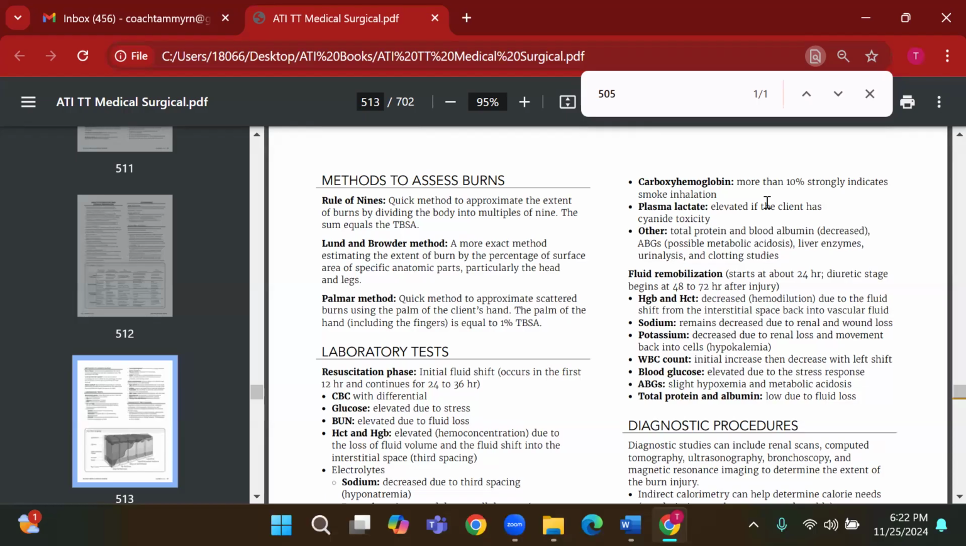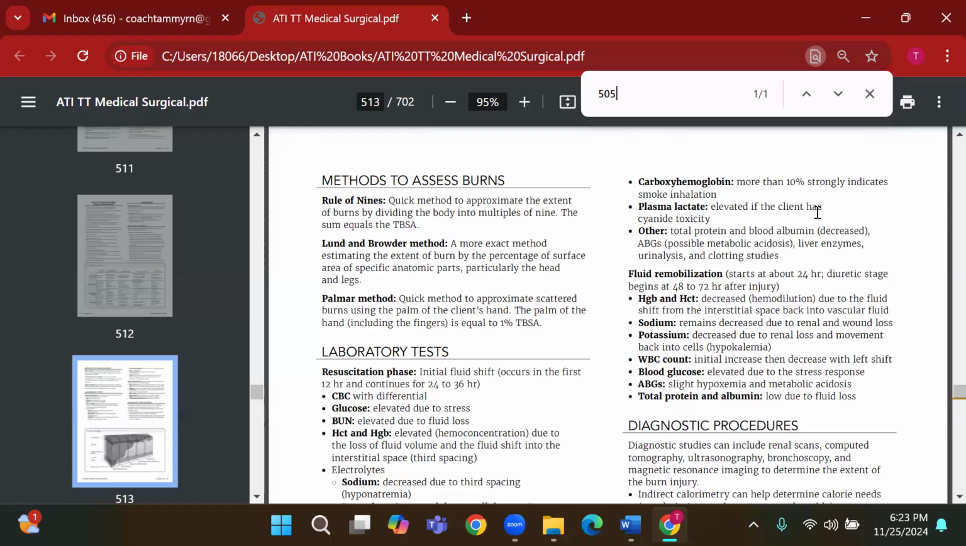So they would have to have a blood test to determine how much carbon is in their blood, and it's called a carboxyhemoglobin. It says more than 10% strongly indicates smoke inhalation. I think that's going to play a role on this test for you. They could also have what's called cyanide toxicity, which is a plasma lactate test. It's elevated if they have that. But I don't know that they'll ask too much about that.